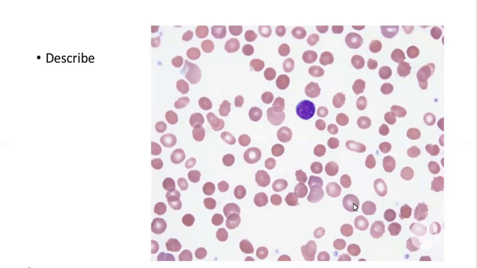This cell, what do you think about this cell? This one is a bit large and the color is different. Even this one, maybe this one also. So what are these? They are actually polychromatic red cells, right? Which shows that there's hemolysis going on. There's some hemoglobin, some DNA material still there, right? That is why polychromatic, right?